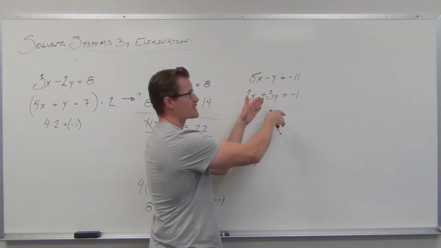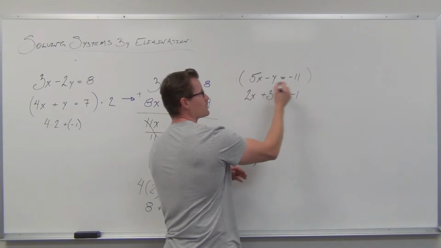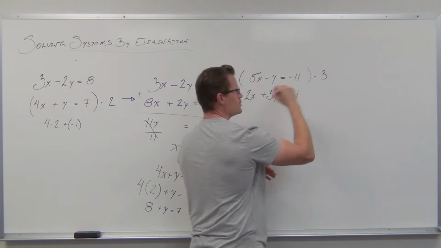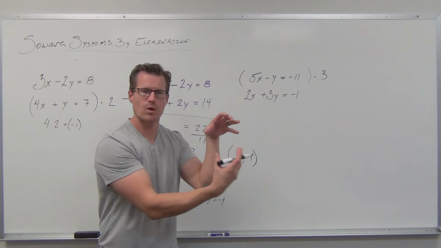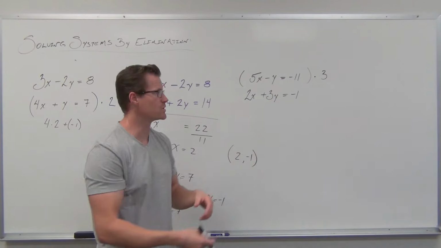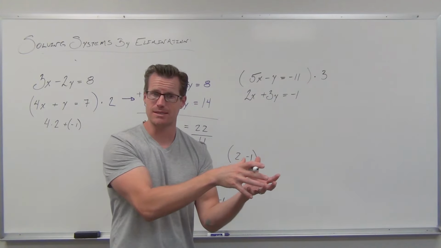As far as making the y's the same, that's pretty easy because all we have to do is multiply this top equation by 3. This one doesn't need it. I already have the 3. That's the smallest number that both of those coefficients would divide. I don't need to multiply by a negative because I want my opposite signs in there.